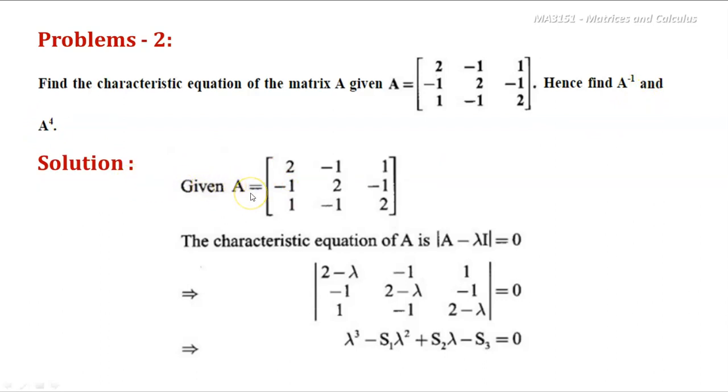Now we are going to find the characteristic equation first. The given matrix is a 3 by 3 matrix. So the general form of the characteristic equation is lambda cube minus s1 lambda square plus s2 lambda minus s3 equal to 0. You may follow the general form, determinant of A minus lambda I equal to 0, or the simple form, lambda cube minus s1 lambda square plus s2 lambda minus s3 equal to 0.